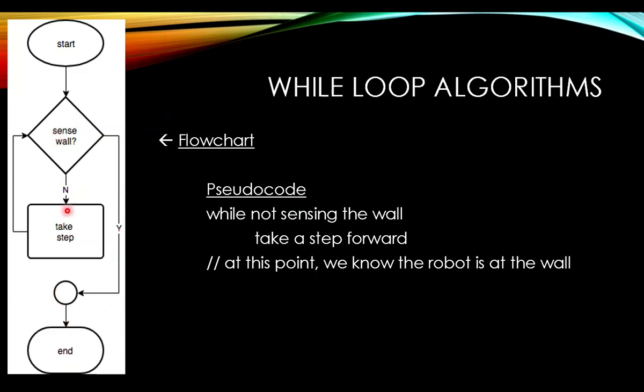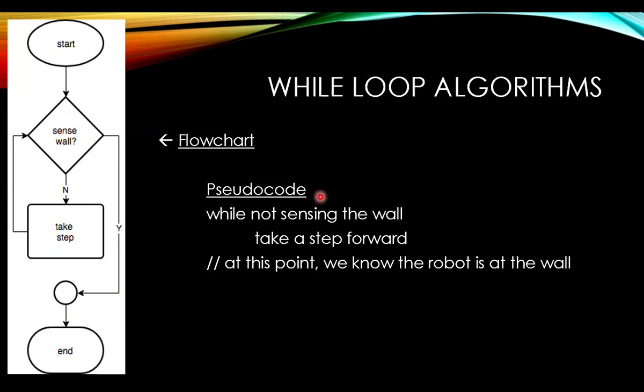If he's not, you take a step. In the no case, not sensing the wall, take a step, go back, check again. Take a step, go back, check again. Eventually he's going to be touching the wall and the answer is going to be yes, and he's done. So a very simple kind of construction. A flowchart is a good way to see that.